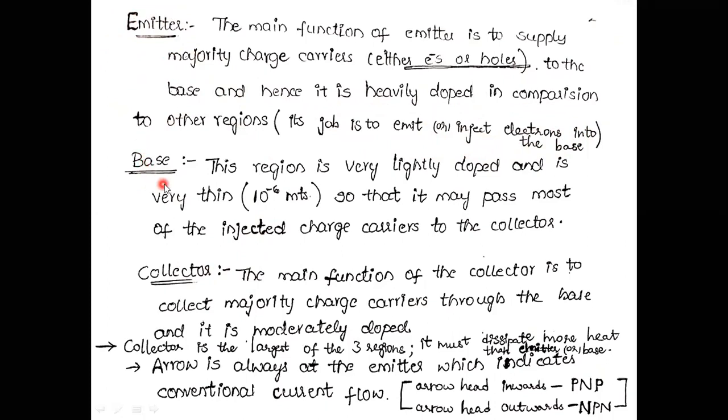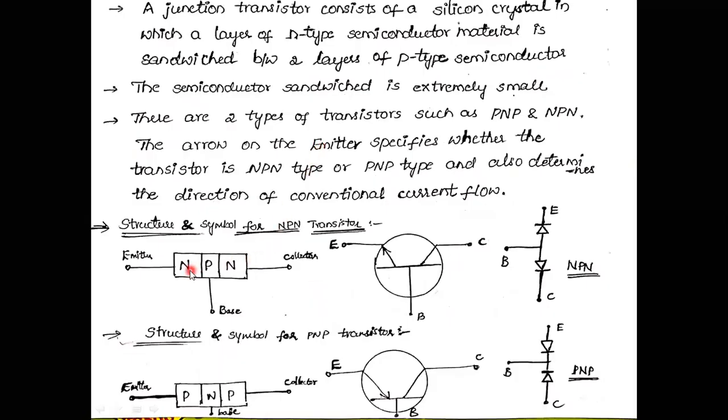Next one, base. This region is very lightly doped. The base terminal is lightly doped and very thin. This base layer is very thin when compared to the other layers. This is the smaller one, and this is the larger layer. The width of the collector is high, the emitter is somewhat moderate, and the base is very thin. The base region is thin, and its width is also thin.